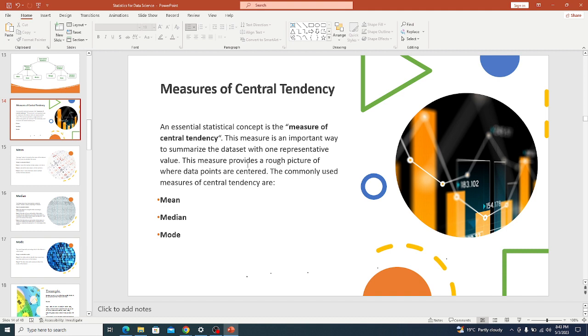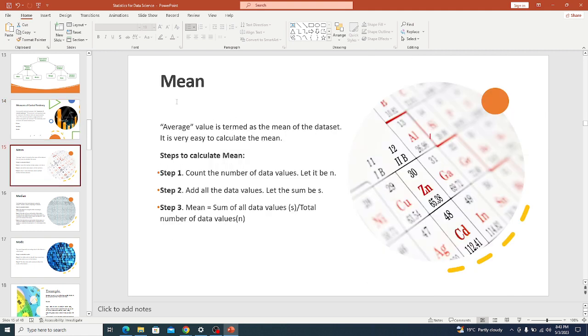Good. Now this measure provides a rough picture of where data points are centered. The commonly used measures of central tendency are mean, median, and mode. All right, let's now check the mean. So we say that mean is average, meaning for us to get the mean.